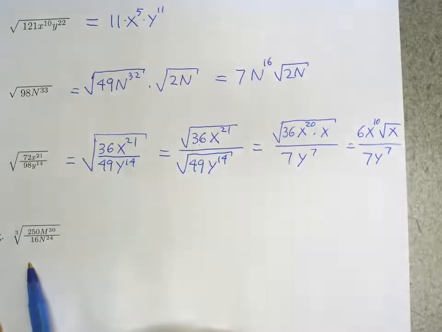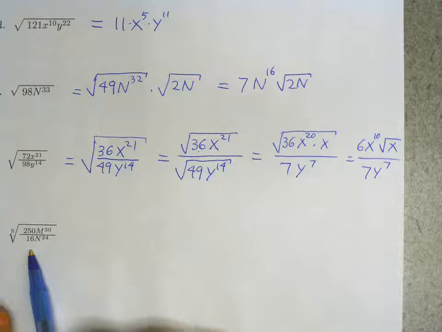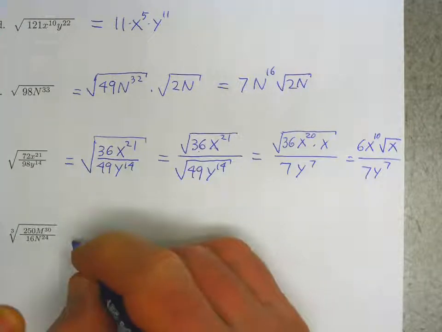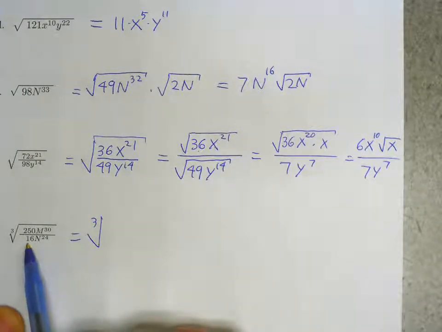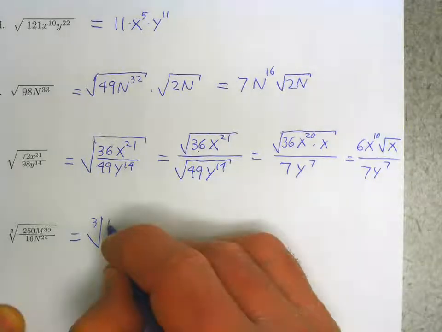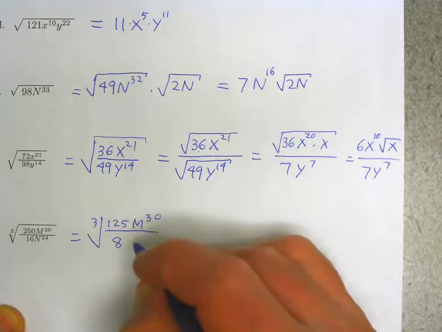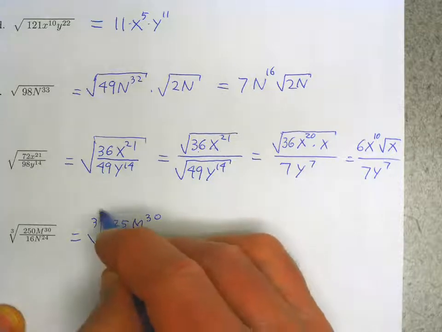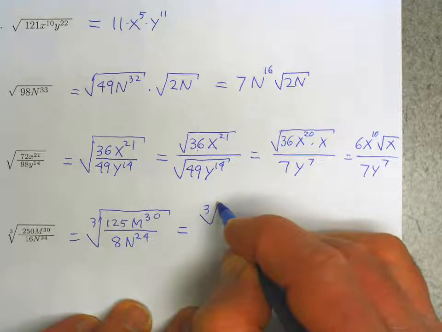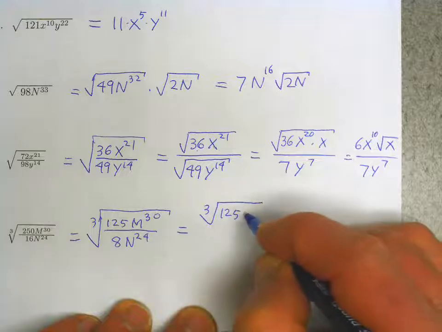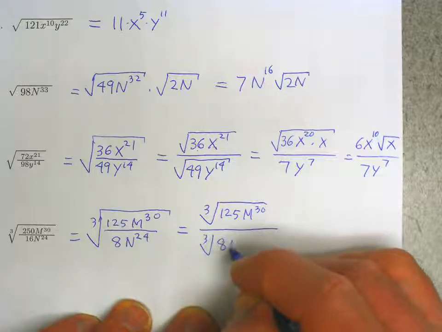Okay, in this part G, also note that we can write the fraction in lower terms, because 250 divided by 16 simplifies to 125 over 8. So we get the cubed root of 125 m to the 30th over 8 n to the 24th. If you want, you can write the numerator as the cubed root of 125 m to the 30th. And in the denominator, the cubed root of 8n to the 24th.